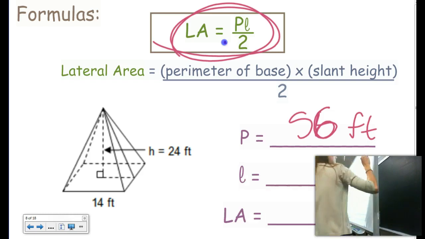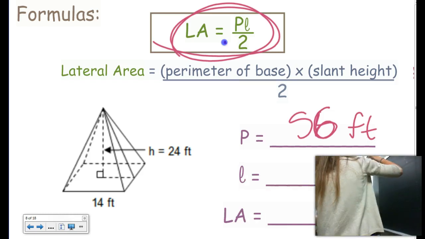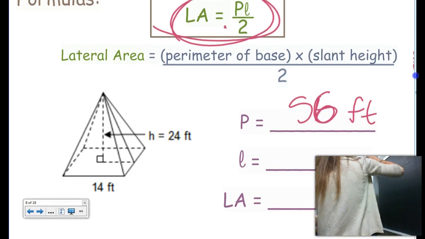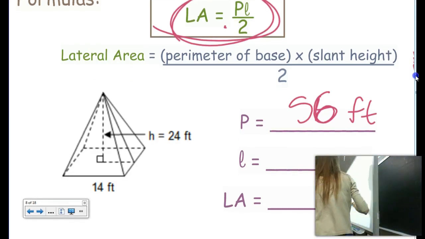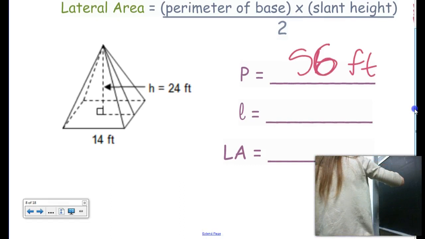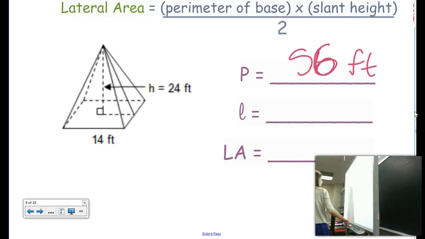All right. The next thing we need to find is the slant height. Can you please fill in the parts of the triangle that we already know? We know this is 24. We know this is, what's that right there? It's not 14. Don't use 14. Don't be the person who uses 14. Divide by 2. 7. And now I want you to do Pythagorean theorem with 24 and 7.